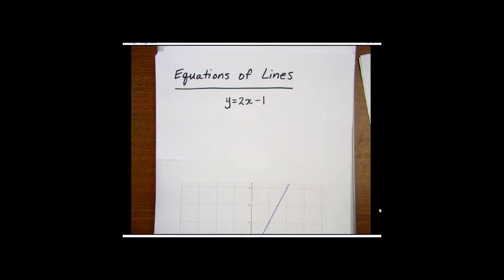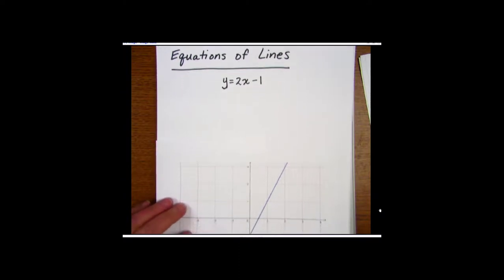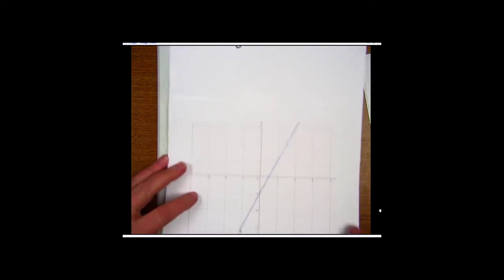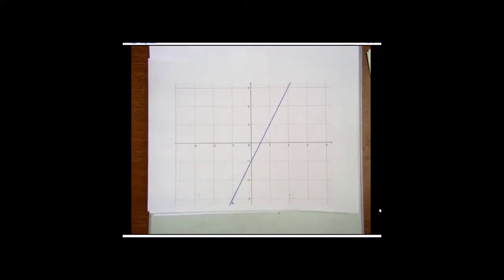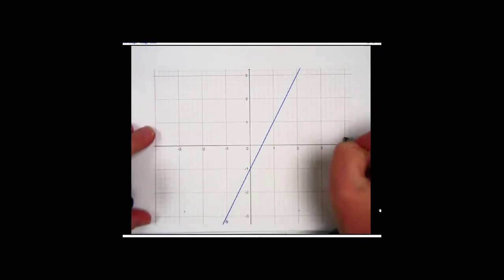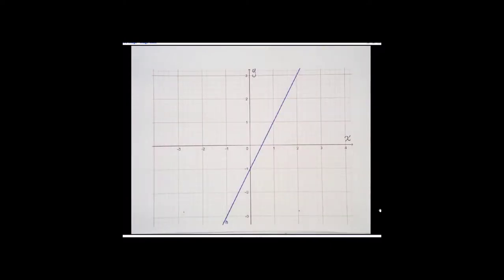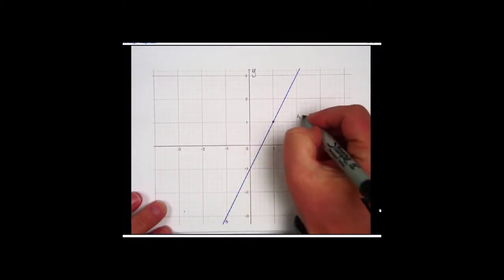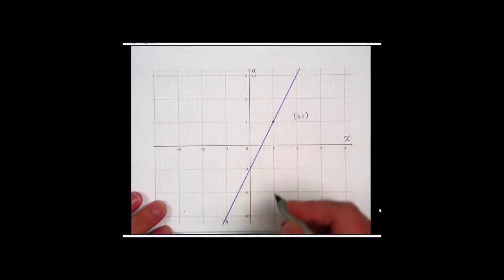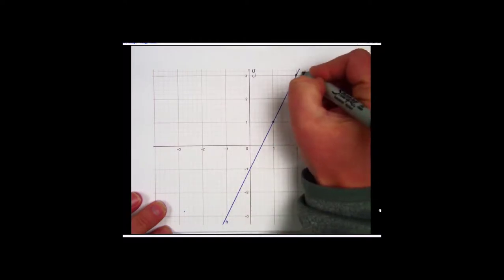Hi, in this video we're going to talk about equations of lines. Okay, so why do we care about equations of lines? Well, an equation for a line will describe the relationship between x and y all along the line. I've given you one here. We know that this is x and this is y. Okay, and what our equation will do is tell me that the point 1, 1 is on this line, and the point 2, 3 is on this line.